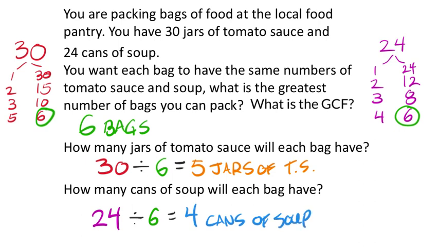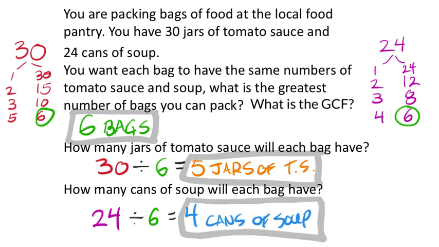Now again, this is for each bag, but it does help us to see how much of each is in each bag. So here's our 3 answers. 6 bags. In each bag will be 5 jars of tomato sauce and 4 cans of soup. Now think about this. Does it work? Okay, so 6 bags of 4 cans would be 24 cans of soup. That's how much we started with. So I'm just checking the conditions to make sure it works. If you have 5 jars of tomato sauce in 6 bags, that would be 30 jars.